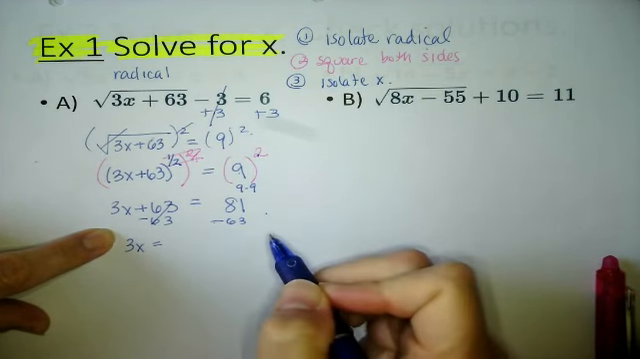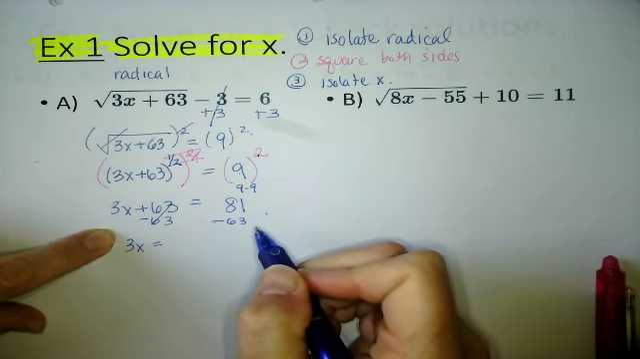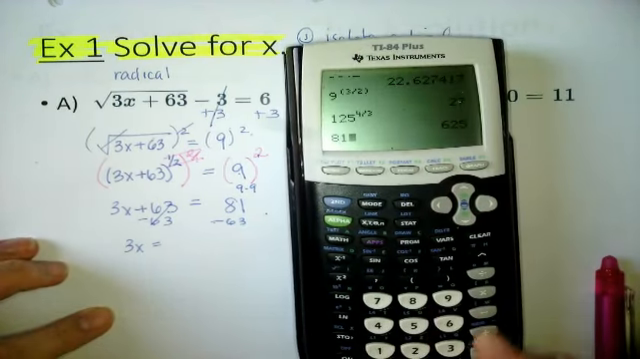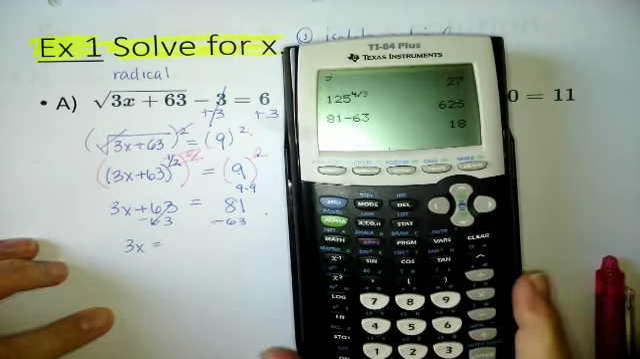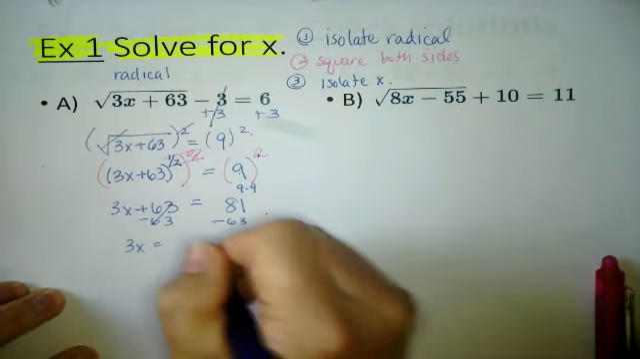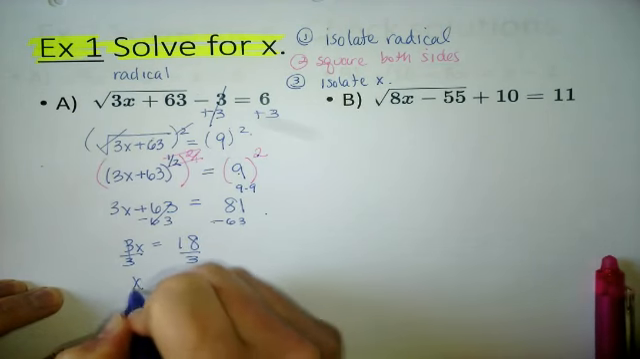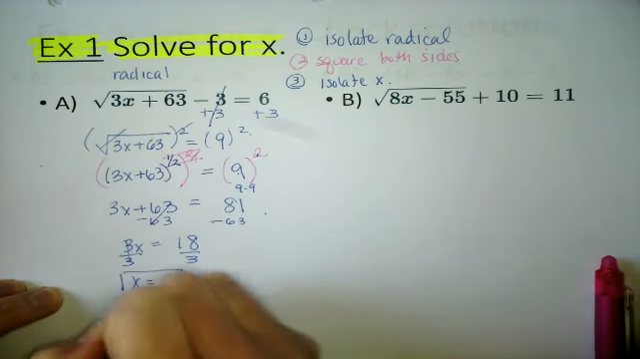All right. So we can start by subtracting 63. 81, take away 63. Oh, Lord. This math I just cannot do this morning. All right, 18. Okay. And then we can go ahead and divide by 3. So we get x equals 6.